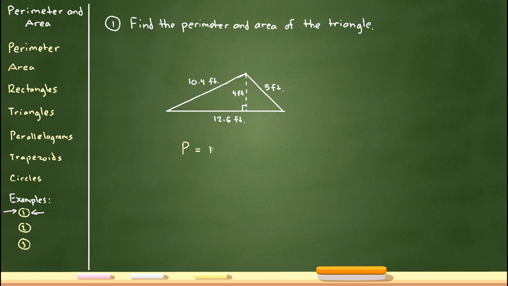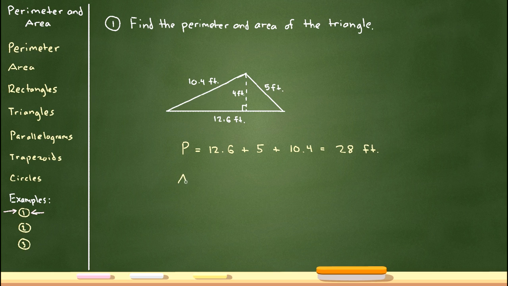So we have 12.6 feet. Now let me drop the units for now while I'm doing the math here. So 12.6 plus 5 plus 10.4. Okay, so 12.6 plus 5 is going to be 17.6, and then 17.6 plus 10.4 is going to be 28, and the units are going to be feet. So recall, again, perimeter is a one-dimensional measure. My units are going to be to the first power.